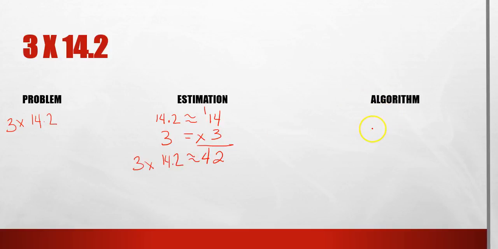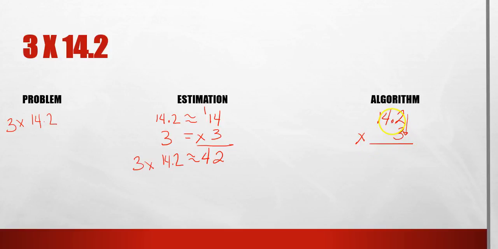I'm going to go over here and I'm going to do the algorithm. Remember that the one with the most digits goes on top. 14.2 has 3 digits. So it's going to go on top times 3. Now 3 is a whole number. So if I was adding, I'd put it right under the 4. But when I multiply, I want to line my numbers up. I'm not worried about the decimals.